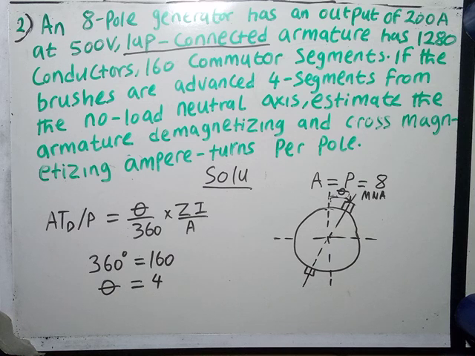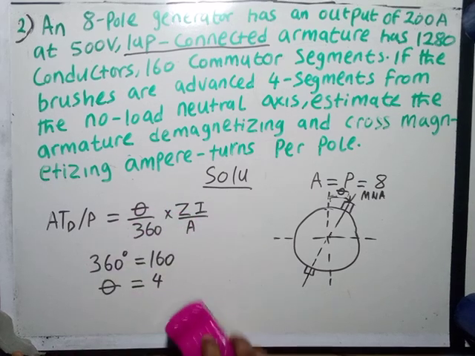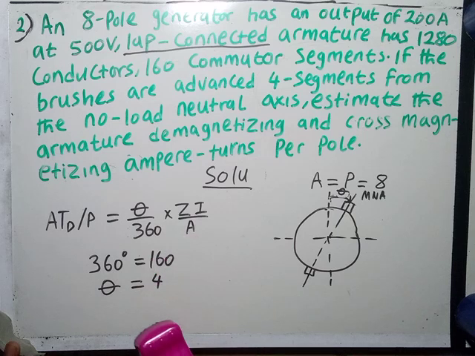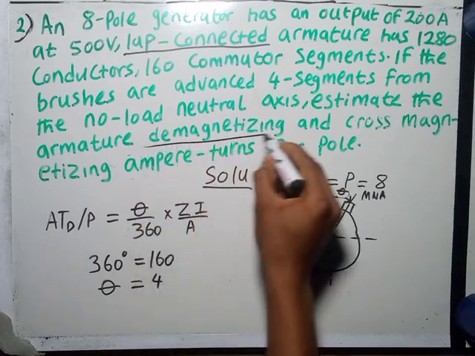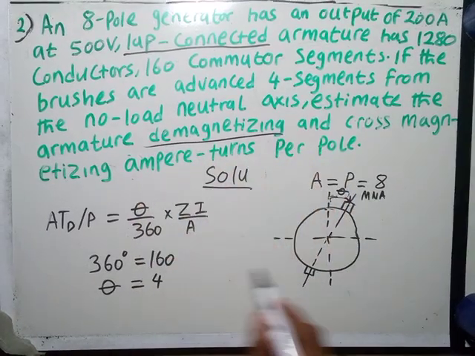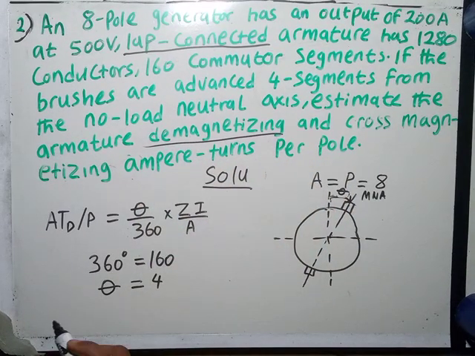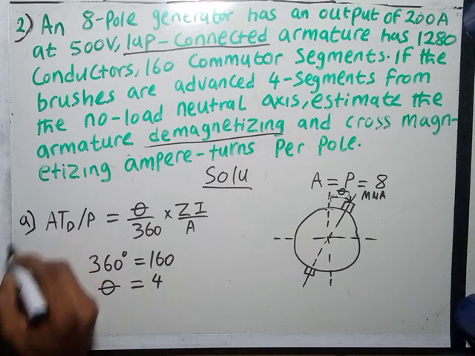commutator segments. While in just that angle that we are interested in, this mechanical angle, we have 4 commutator segments. So if theta is equal to 4 and 360 is equal to 160 in this question, we can now replace this ratio. So that's what we'll be doing. We'll be replacing this ratio with 4 over 160. Remember, what we are trying to find is the armature demagnetizing ampere turns per pole. So this is for your A.